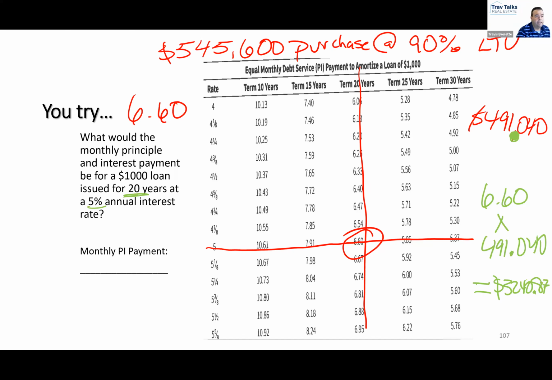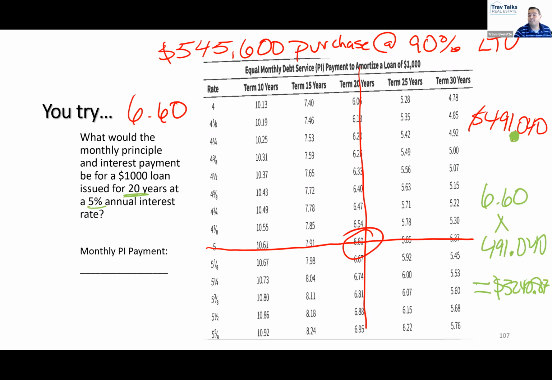Either one of them is great. Now, if you did not come up with that number, we need to figure out where you went wrong. If you just multiply times 491, you're going to get a different number. You can't just multiply times 491. You can't ignore everything after that decimal. That's why you just need to change the comma to a decimal.